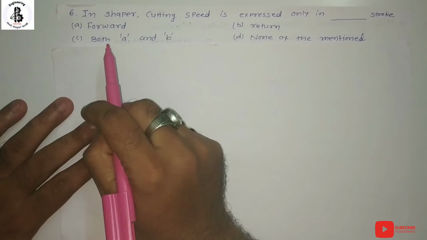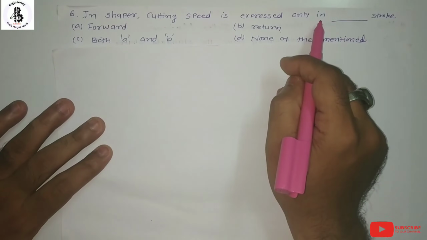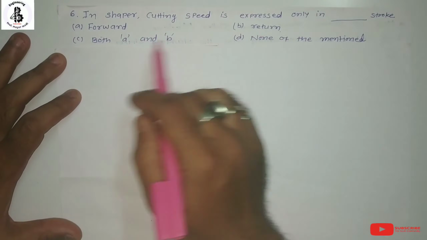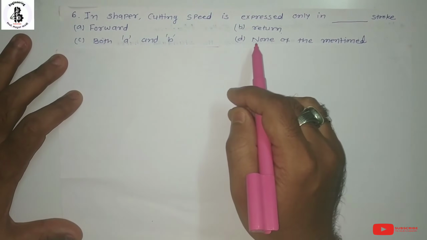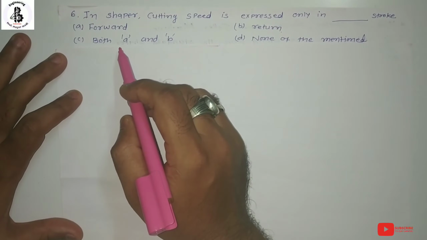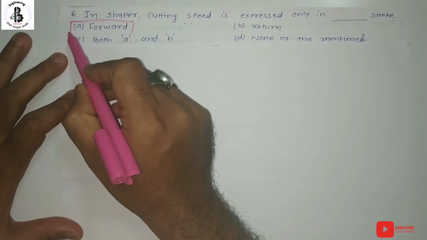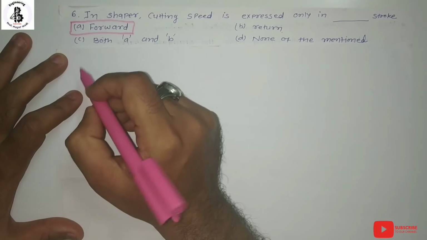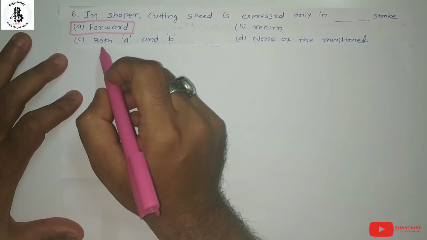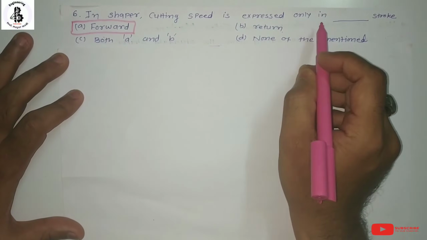Then next, in SHAPER, cutting speed is expressed only in which stroke? Option A forward, option B return, option C A and B, and option D none of the mentioned. So basically the cutting speed is expressed only in the forward stroke, because the forward stroke is responsible for cutting the material. The return stroke, or backward stroke, is always an idle stroke. There is no metal removal during the backward stroke. So in a SHAPER, cutting speed is expressed only in the forward stroke.